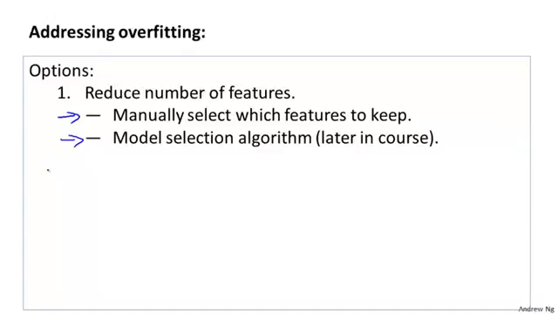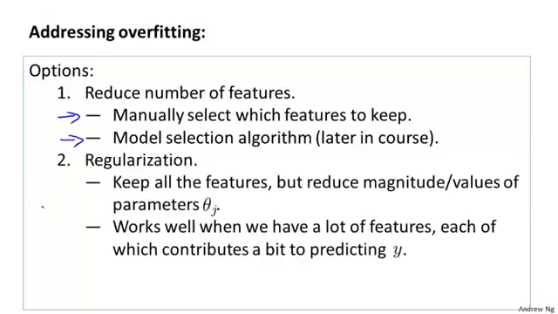For example, maybe all of those features are actually useful for predicting the price of a house, so maybe we don't actually want to throw away some of our information or our features. The second option, which we'll talk about in the next few videos, is regularization. Here, we're going to keep all the features, but we're going to reduce the magnitude or the values of the parameters theta j. And this method works well, we'll see, when we have a lot of features, each of which contributes a little bit to predicting the value of y, like we saw in the housing price prediction example, where we could have a lot of features, each of which is somewhat useful, so maybe we don't want to throw them away.